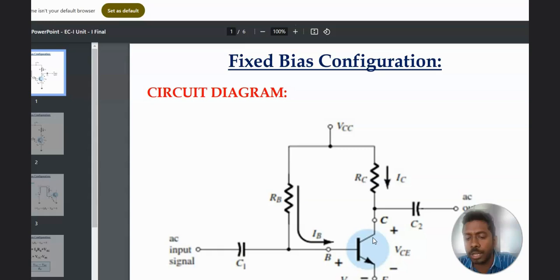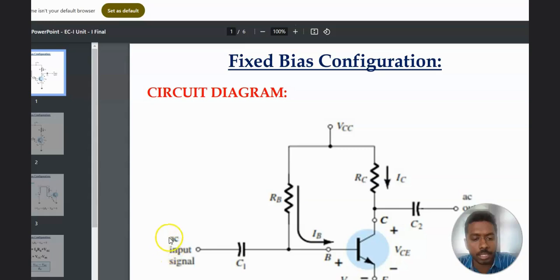We already know that there are three types of operating regions: active region, saturation region, and then cutoff region. Thus, by providing a fixed bias to the base of the transistor, the transistor will be operated in a particular region. Therefore, its Q point, that is the operating point, will be stable.